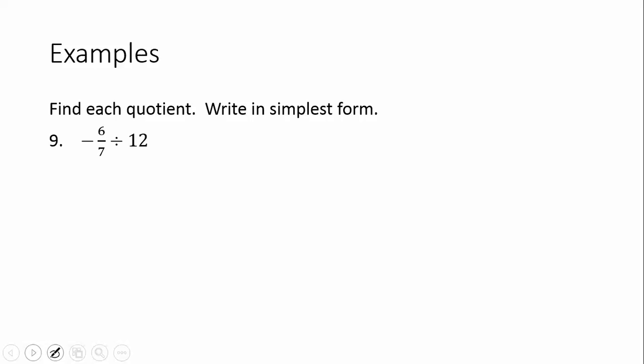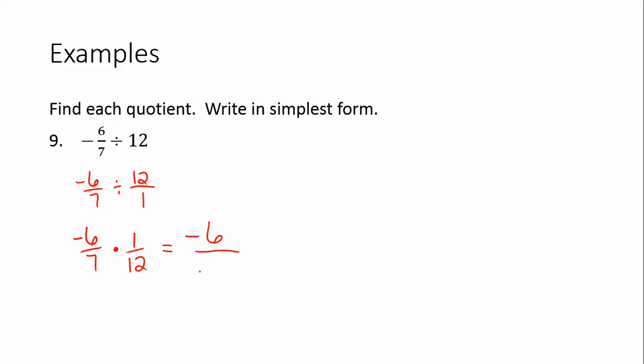Here, if you'd like to pause the video and try this one on your own, -6 over 7 divided by 12. So if we rewrite this first, we write 12 over 1, so we can write the whole number as a fraction, so that when we multiply, we can multiply by the reciprocal. So this gives us -6 on top, and 7 times 12 is 84.